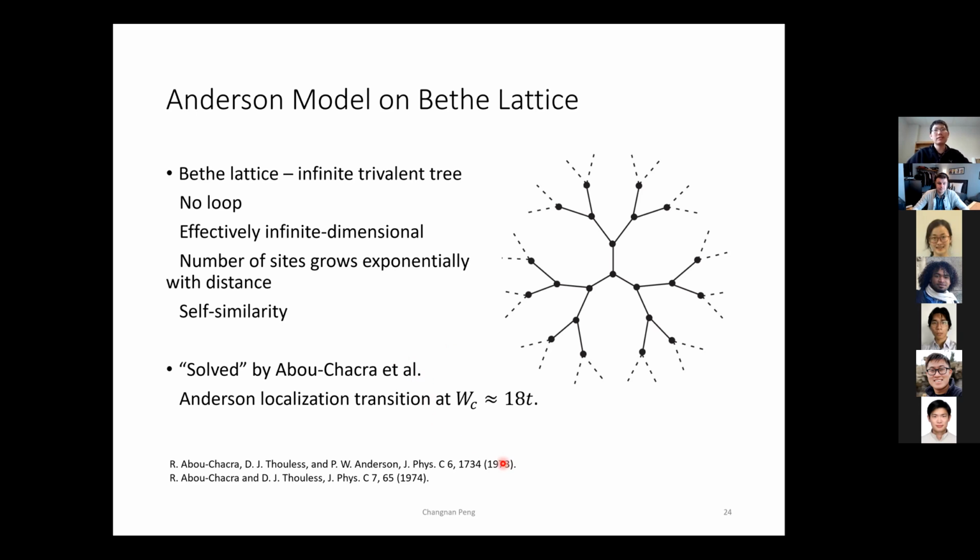In 1973, it was solved by Abou-Chacra and said there's an Anderson transition at W_C roughly equals 18t. We will come back to that, why we said "solved" in quotes, because there is something missing in the solution as Abou-Chacra has given.